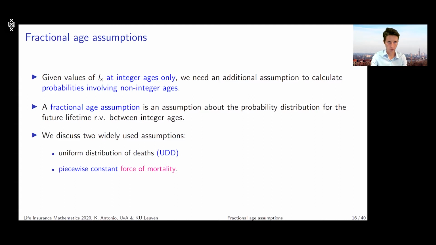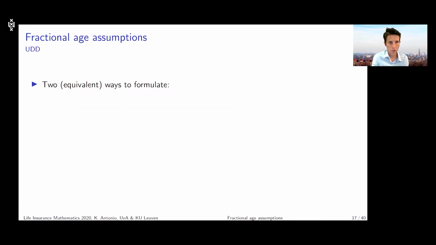You've got the force of mortality, mu_x, and in between two integer ages, you're going to assume that the force of mortality stays constant. So you've got a piecewise constant force of mortality. I'm going to take a little bit of time to work with these assumptions, because once again, that builds up good foundations for you to be able to work with these things in exercises and in practical problems. So let's formulate the UDD, the uniform distribution of deaths.